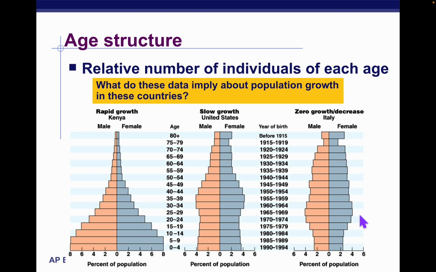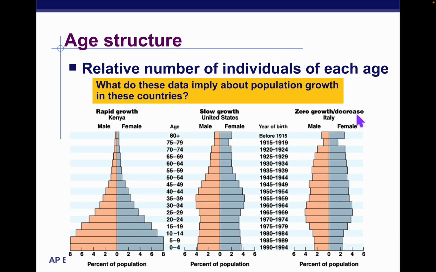Age structure, these are actually really interesting plots. The relative number of individuals of each age. So what do these data imply about population growth in these countries? If we take a look at Kenya, we see that a large number of the population is under the age of 20. And so this is rapid growth in Kenya, right? Male versus female. We look at the United States, the slow growth. Our largest population is from the ages of 30 to 40.